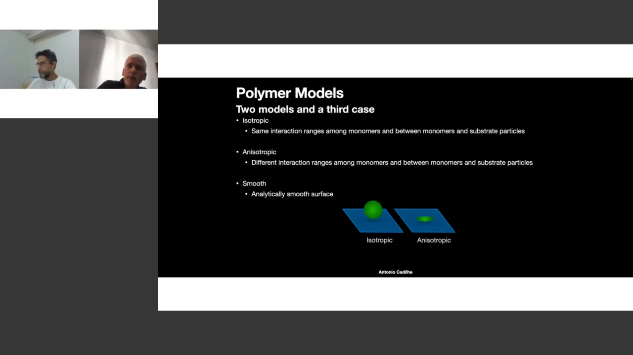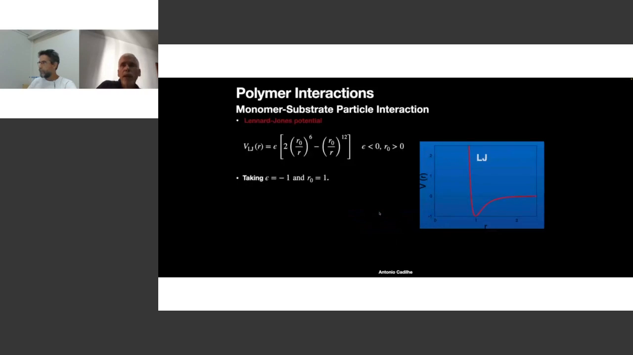So if I do that, now I have to consider what are the simplest interactions that I should consider with a polymer. Well, one is that the monomer and substrate should attract between themselves, and therefore I introduce a simple Lennard-Jones potential. Why doing that?